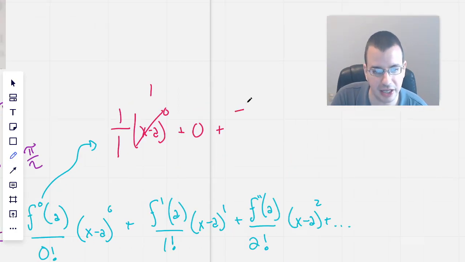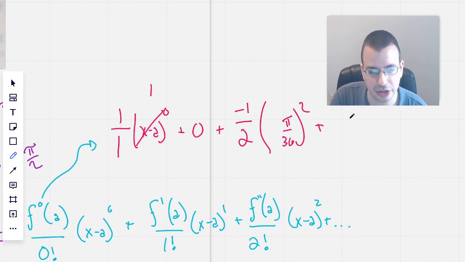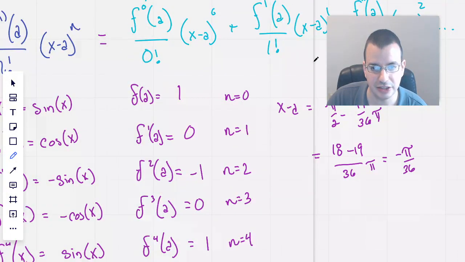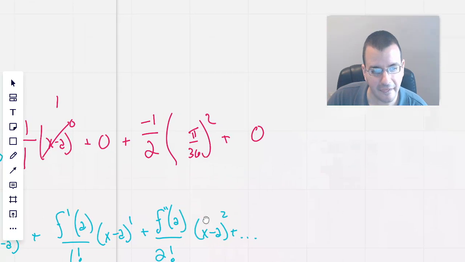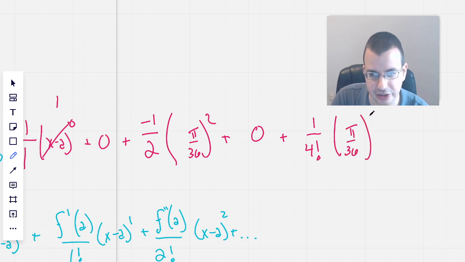So we have negative 1 divided by 2 factorial, which is 2, times x minus a, which we know is pi over 36, squared. Then the third term, again, is going to be 0. If we look down here, f3 of a is 0 again. And then we're going to do the fourth term, which is going to be, again, 1, but now over 4 factorial, times pi over 36 to the fourth.